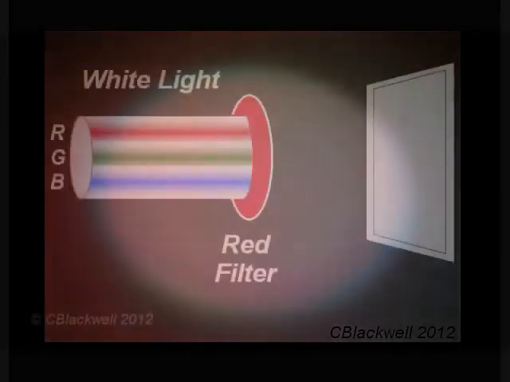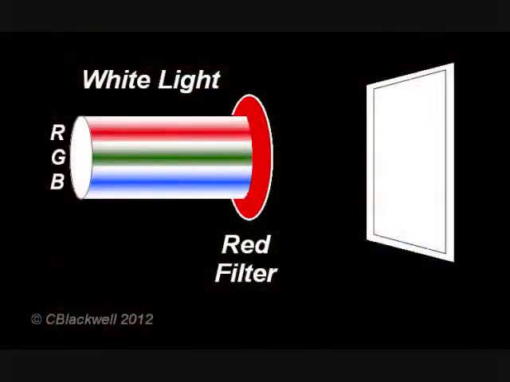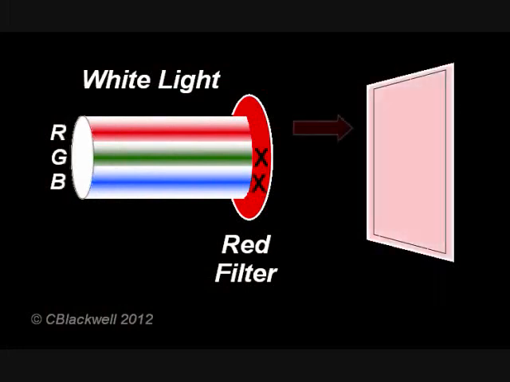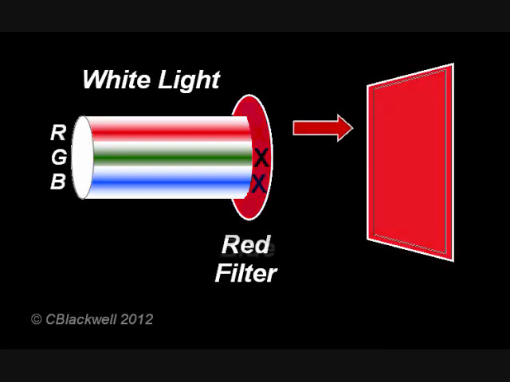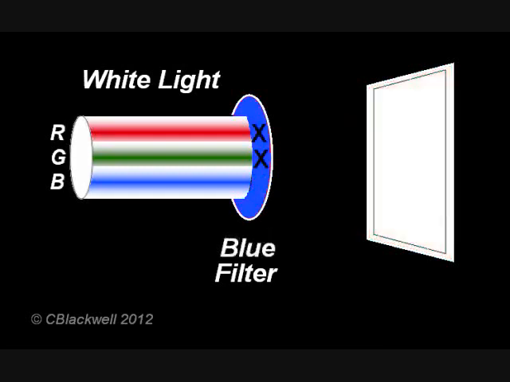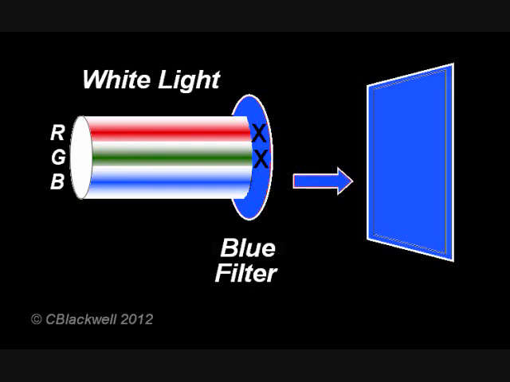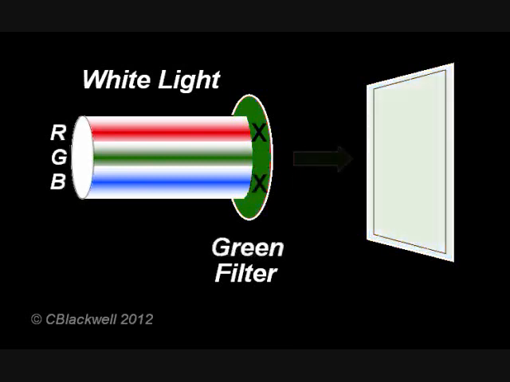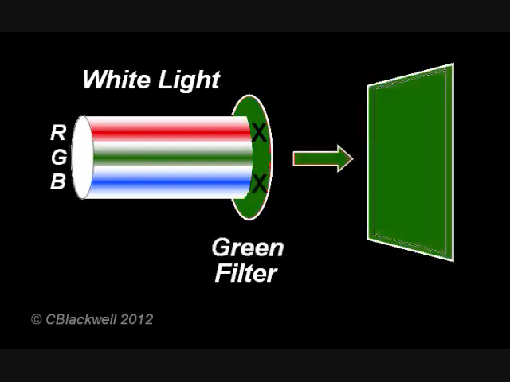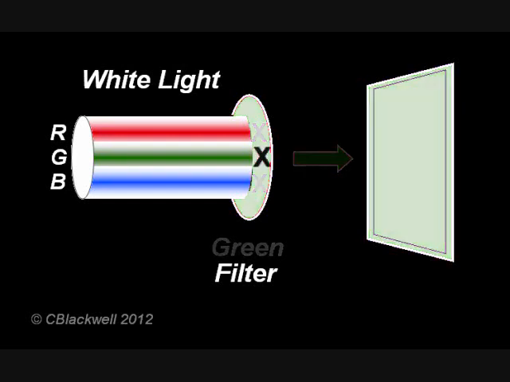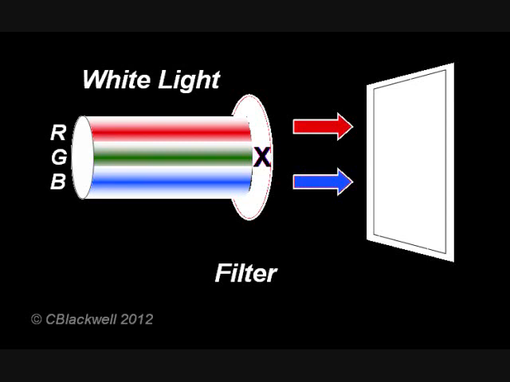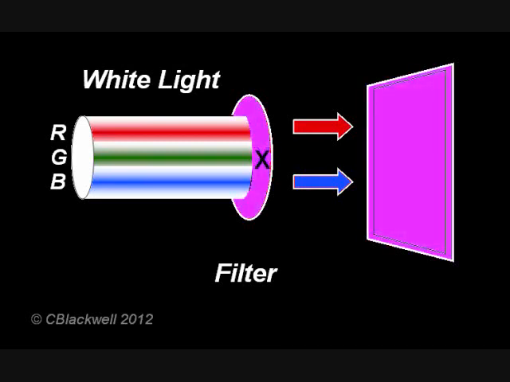If you start with a beam of white light and put a red filter in front of it, what is happening? The red filter blocks blue and green, letting only the red light through. A blue filter blocks red and green, letting only blue through. And if you block red and blue, only green gets through. Likewise, you can have a filter that blocks only one color, letting the other 2 go through. For example, if you subtract only green, that leaves red and blue, which we saw before combines to make magenta.